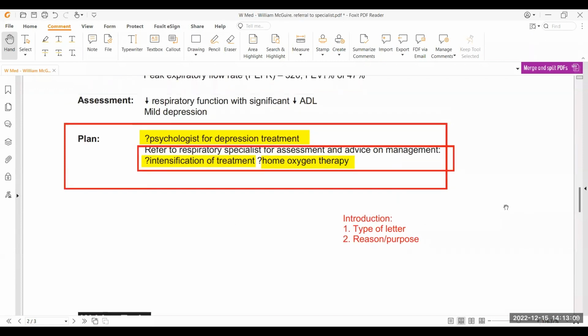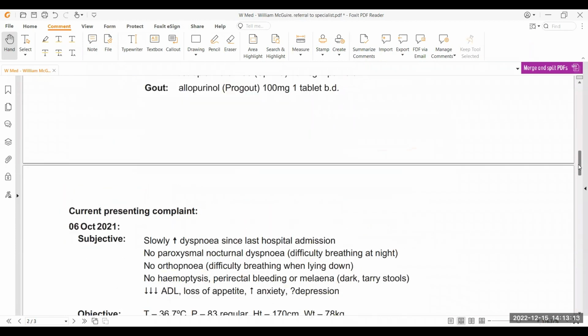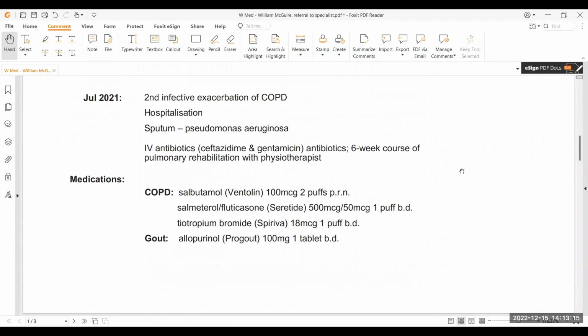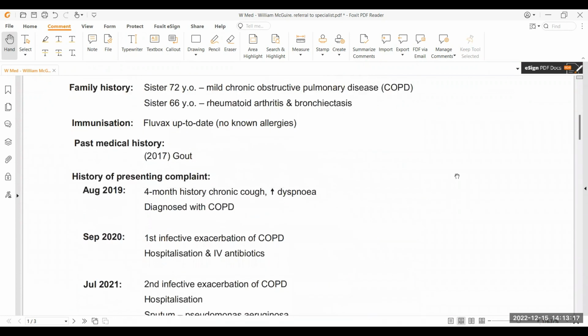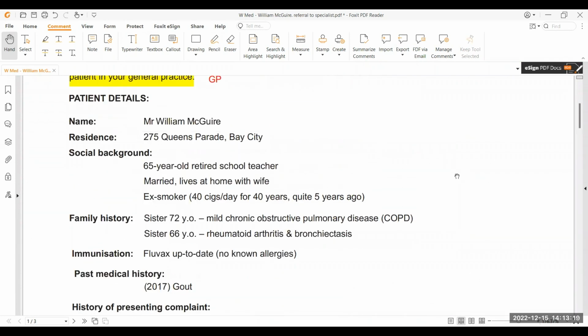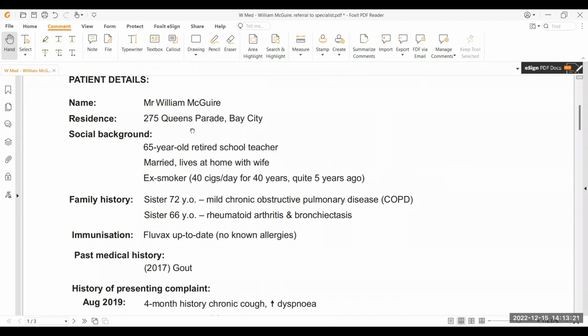Now, we want to, of course, read the rest of the case note. Again, always bearing in mind who your reader is. So let me just show you the part, Dr. Tatiana, from patient details, just up to immunization information. Could you tell me whether there's anything relevant here that you wish to share to the respiratory specialist?